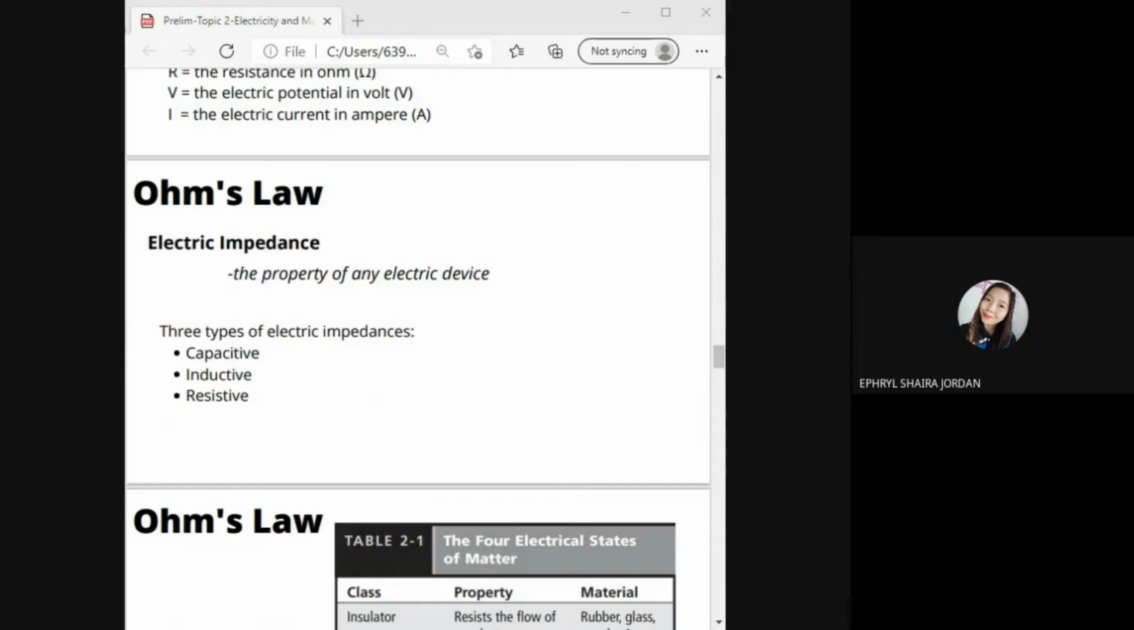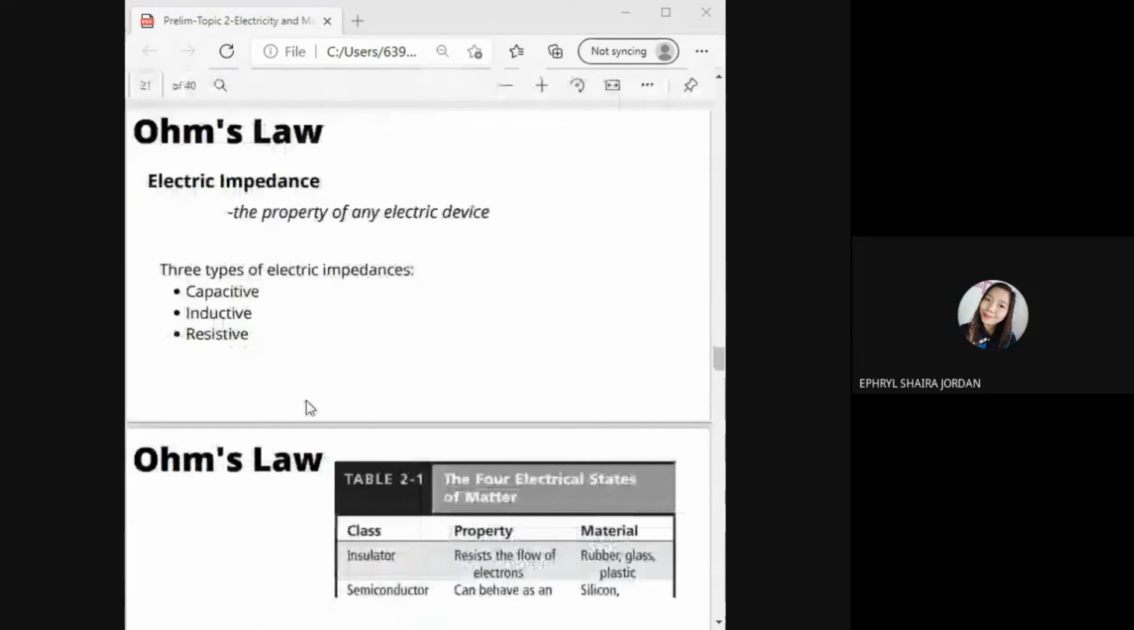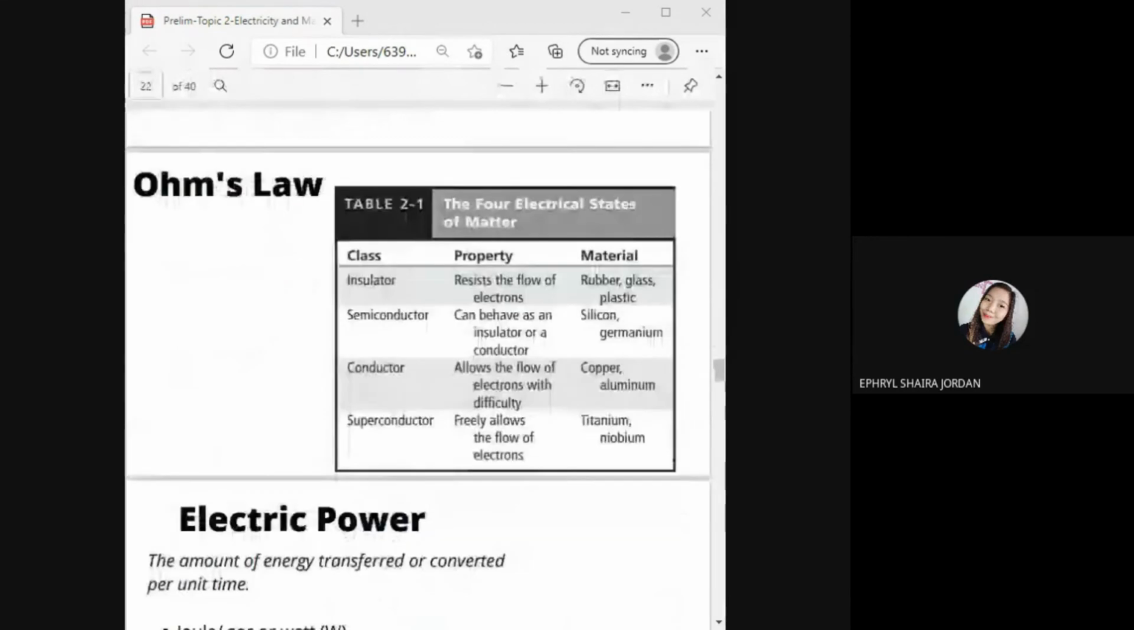And basically, there are three types of electric impedances: capacitive, inductive, and resistive. Materials used in electric circuits are sometimes classified by their resistance. So we have four electrical states of matter: insulator, semiconductor, conductor, and superconductor.